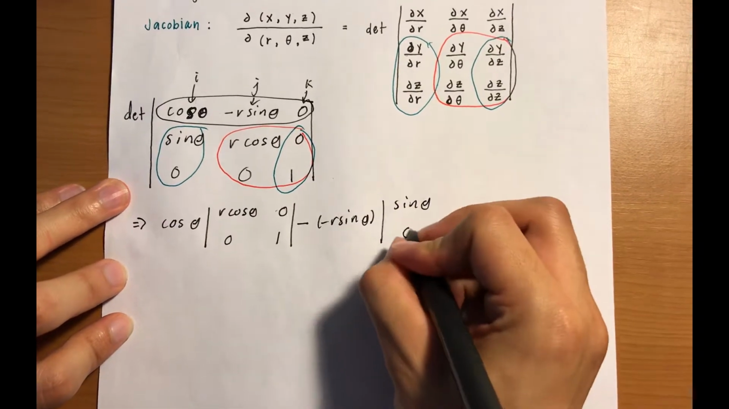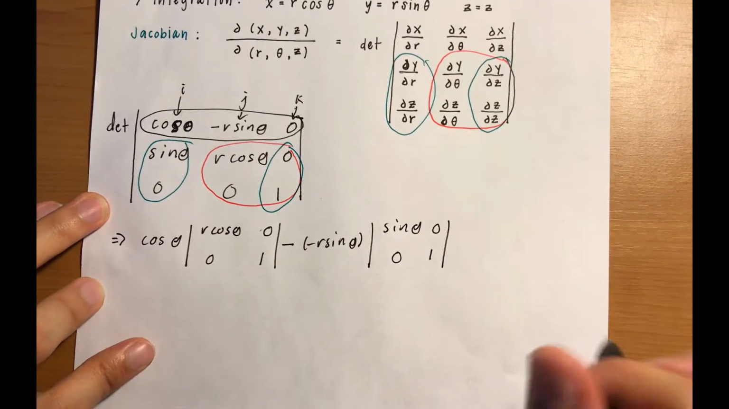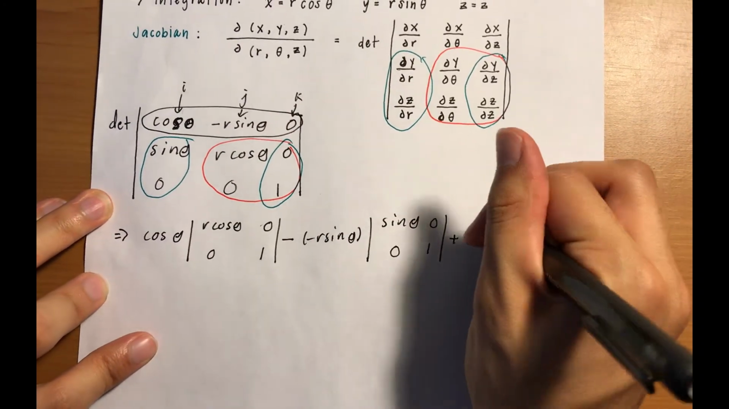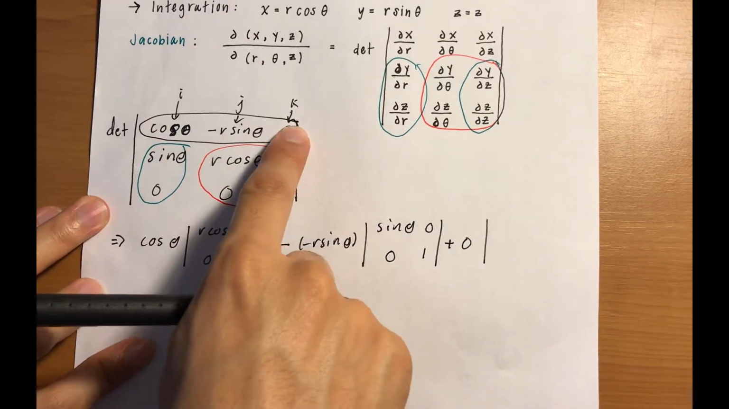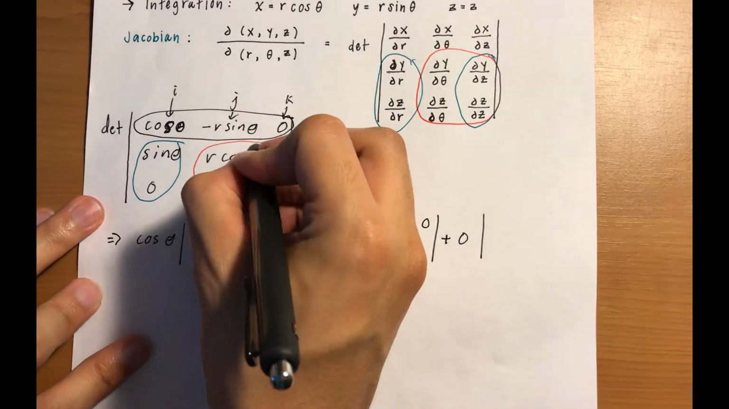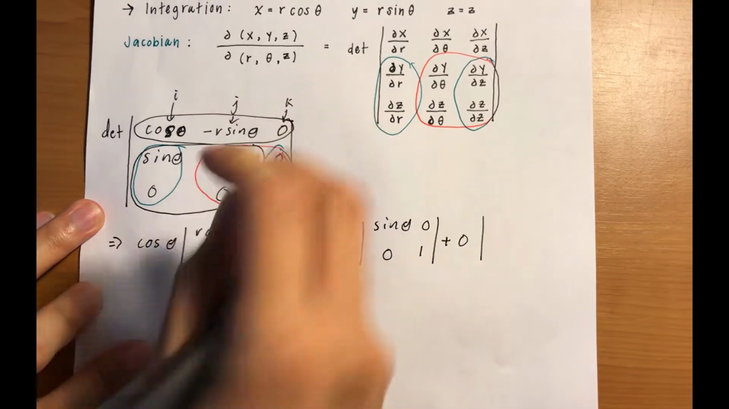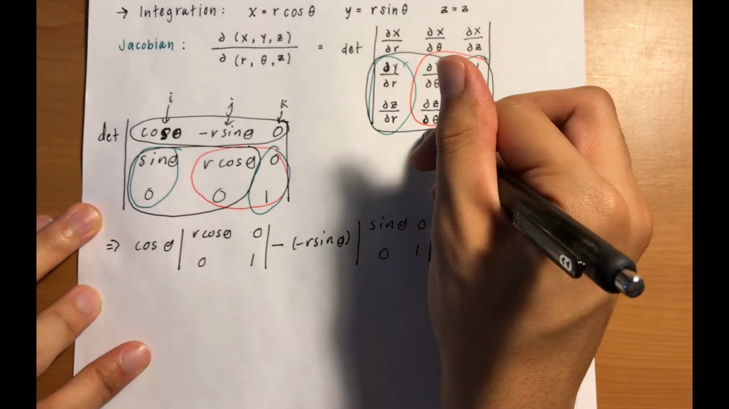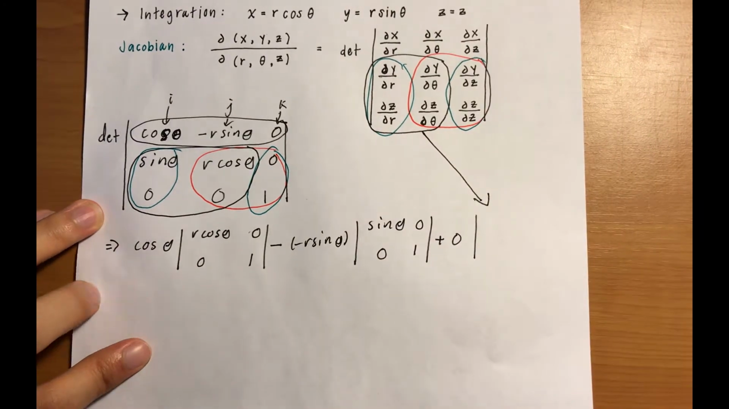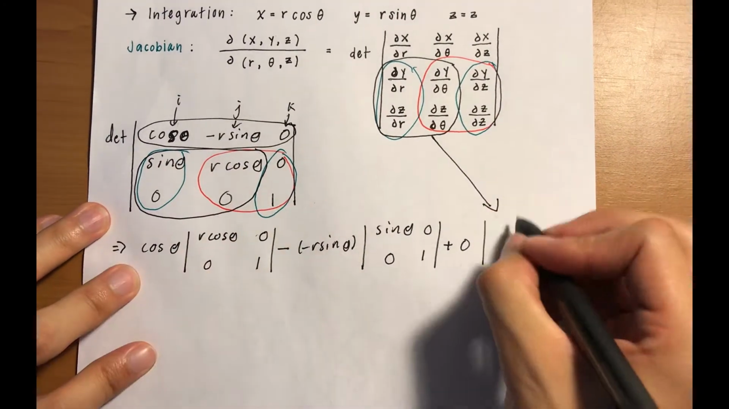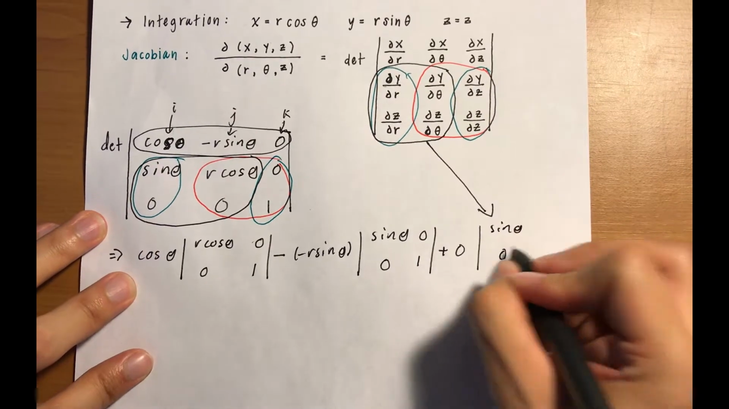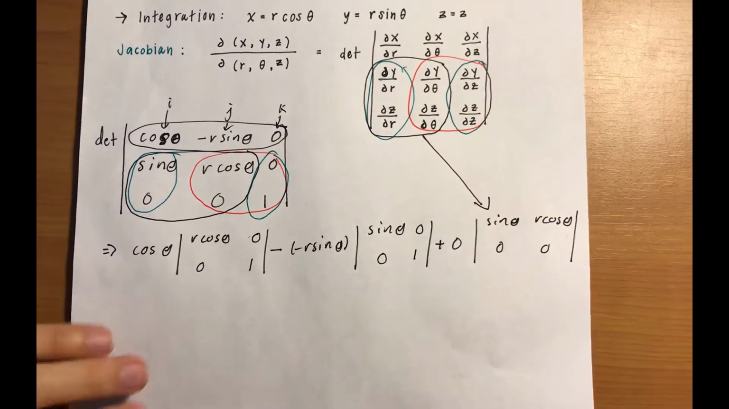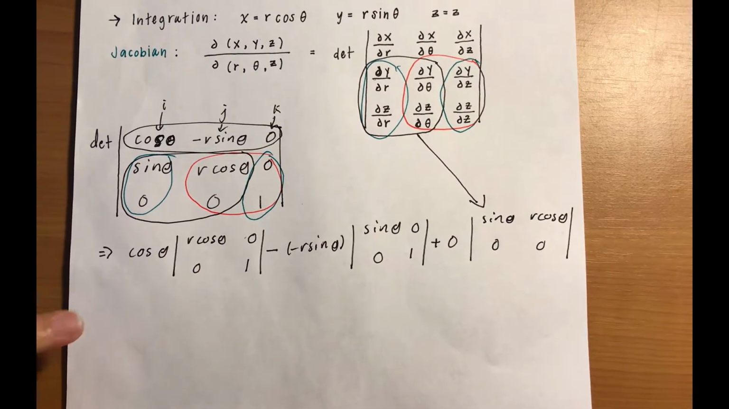So I got sine theta, 0, 0, 1, and then last but not least the k vector, the last coefficient, which is a 0. Even though whatever is left right here is 0, I'm still going to write it down for you guys. So we eliminate this row and this column, and we're left with this section of the Jacobian right here, and this will go right there: sine theta, 0, cosine theta, 0. So now we just take the determinants.